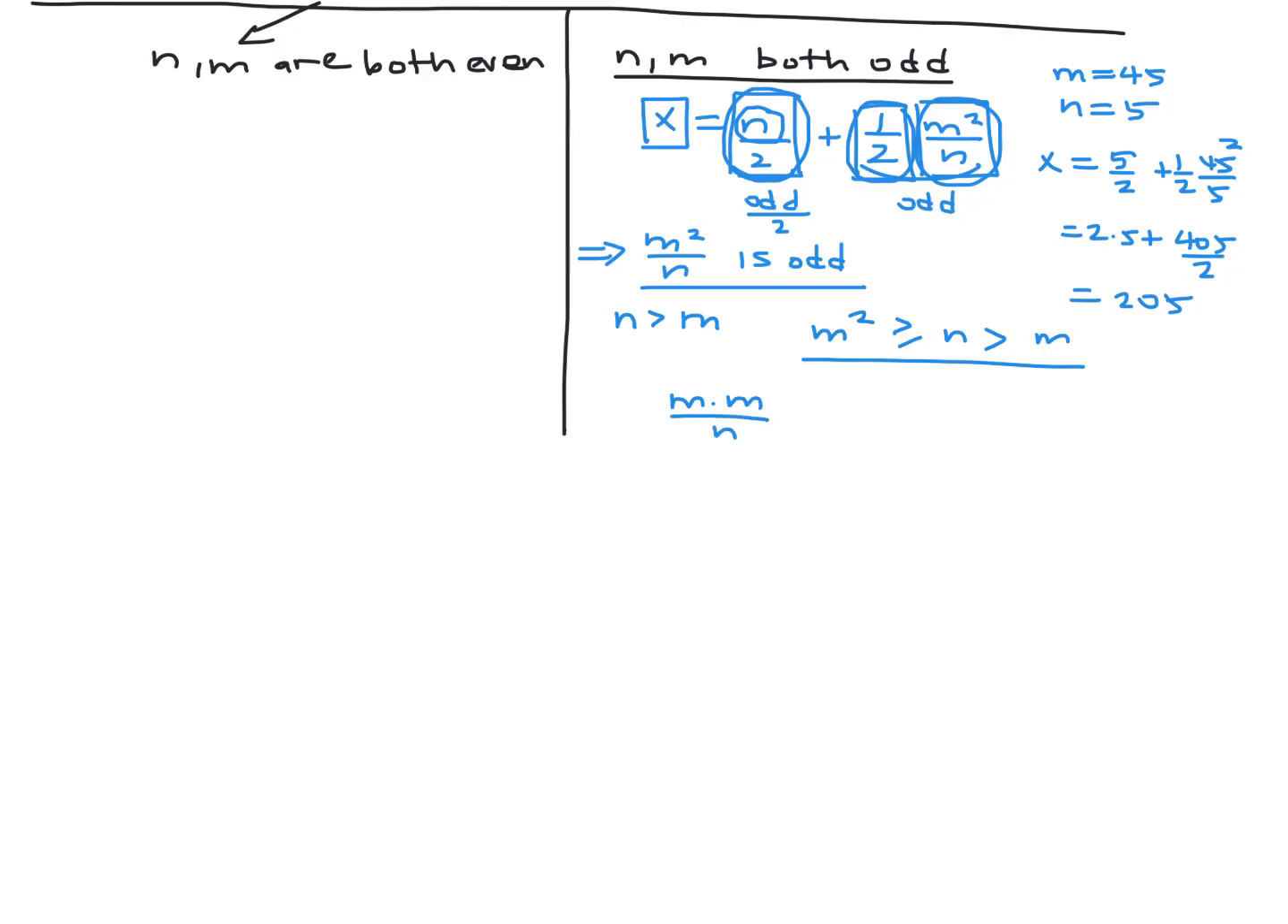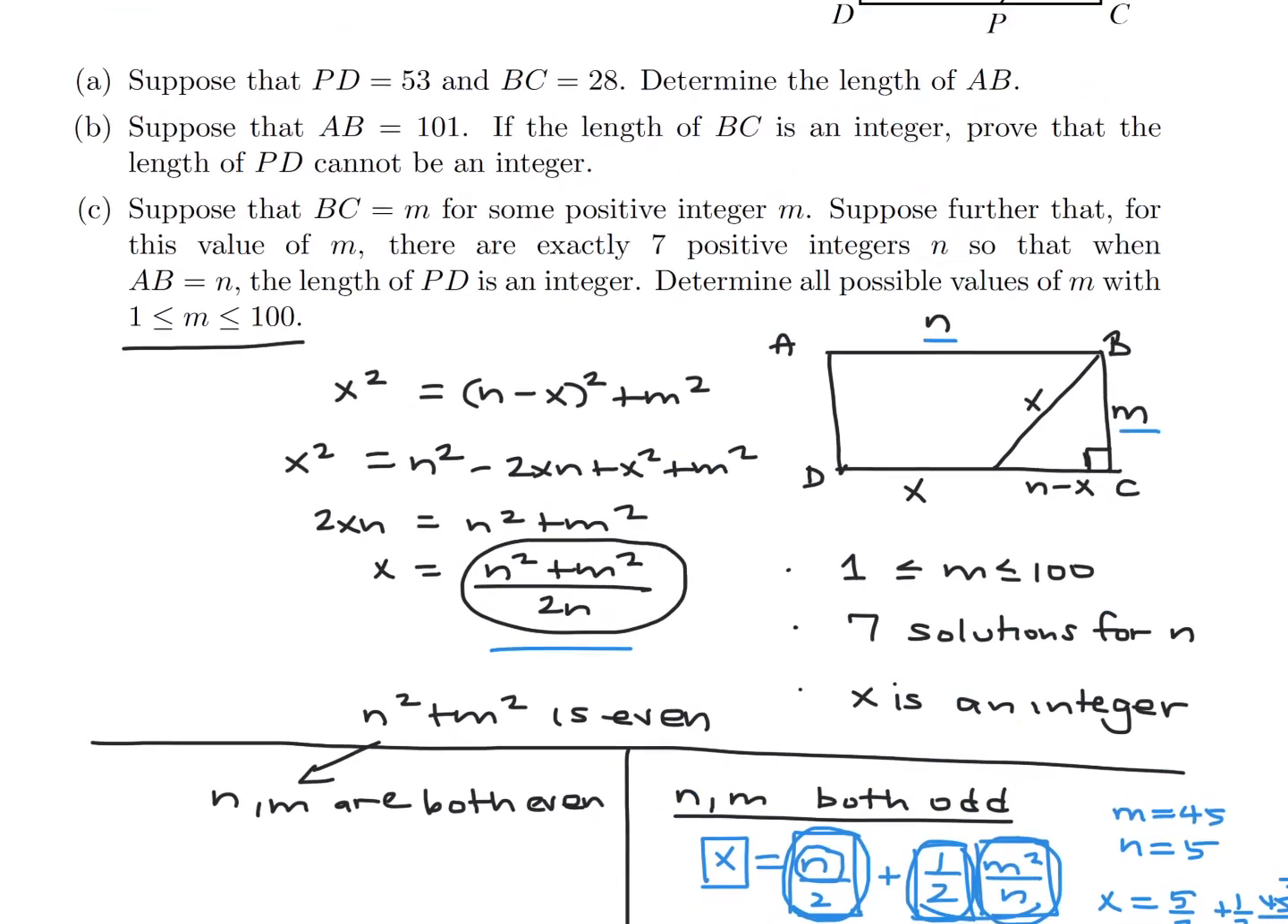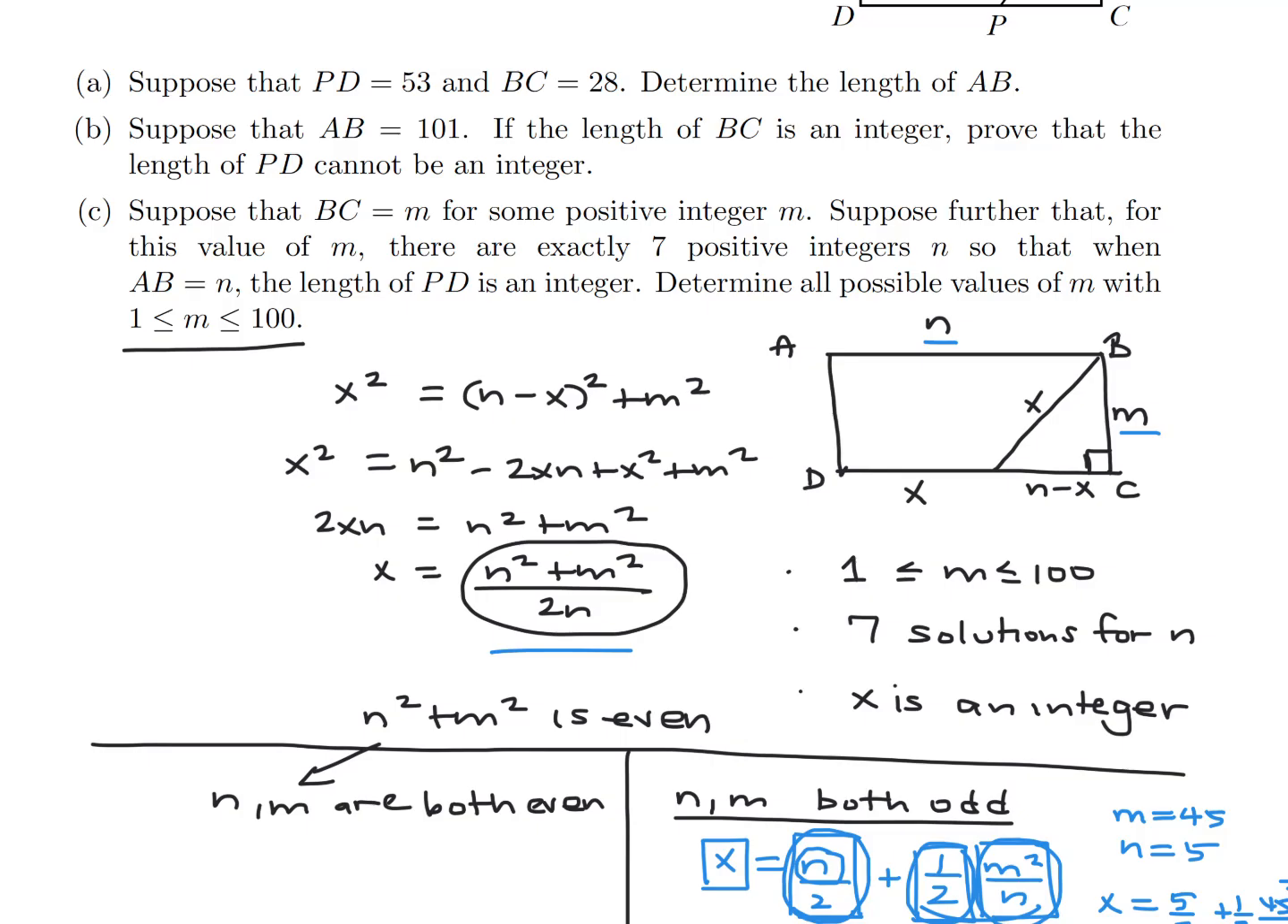And then now we have to really discuss this to explain it properly. They're basically saying that when you divide m by n, let me just go back and double check. Value of n, there are exactly 7 positive integers, so that AB is equal to n.